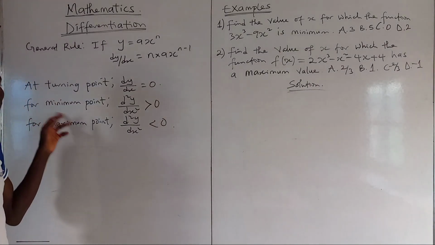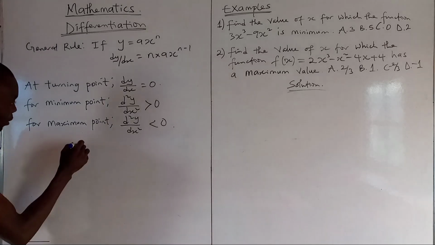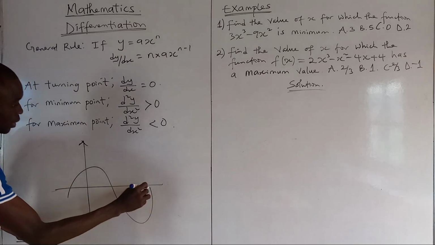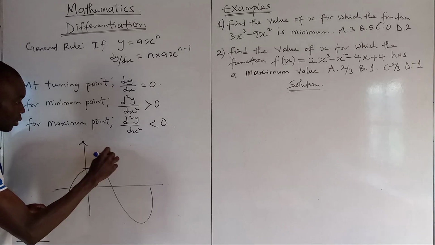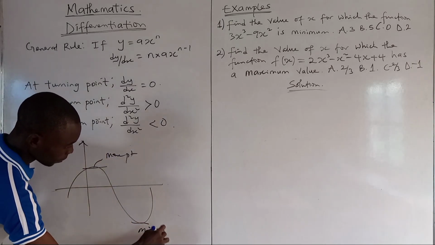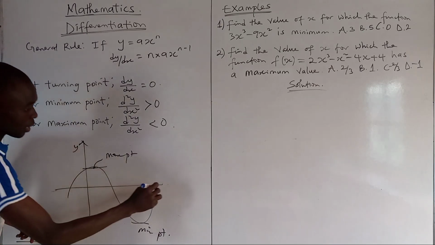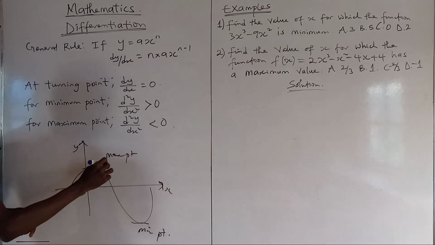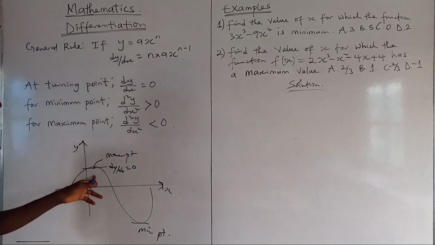Now talking about turning points of a given function. Just like this very graph, if you have this graph, here is the maximum point, while this is the minimum point. At this turning point, we have our y, we have our x. Hence, the dy/dx here is 0 at any given turning point.